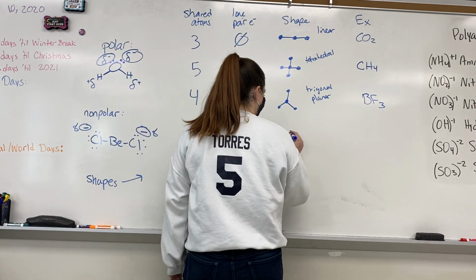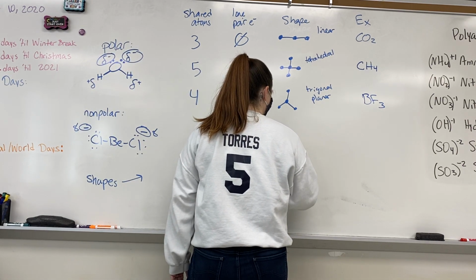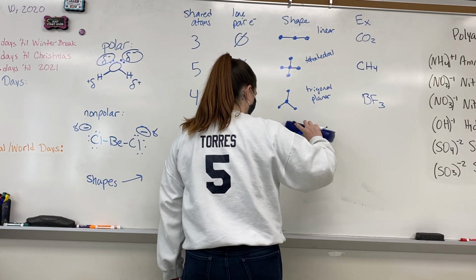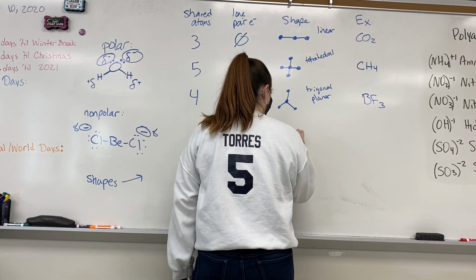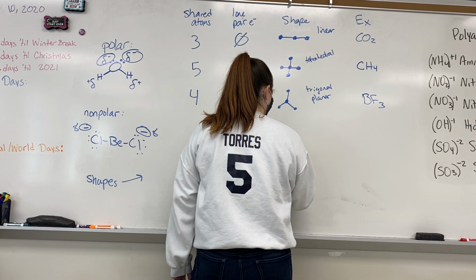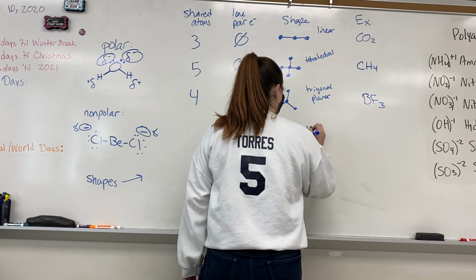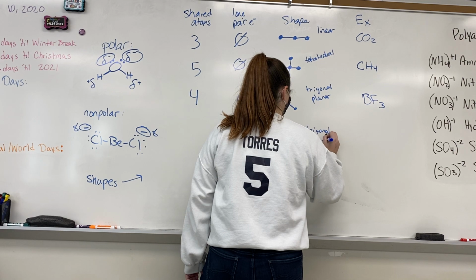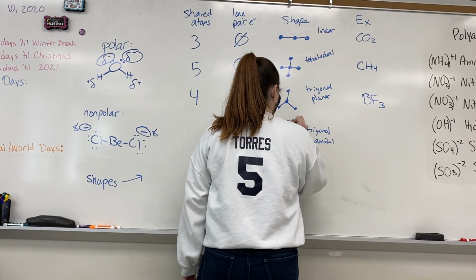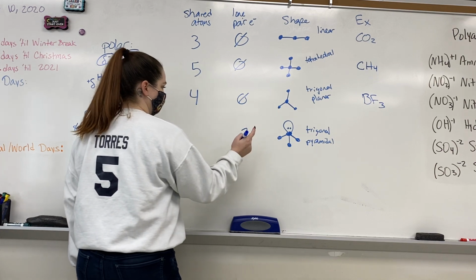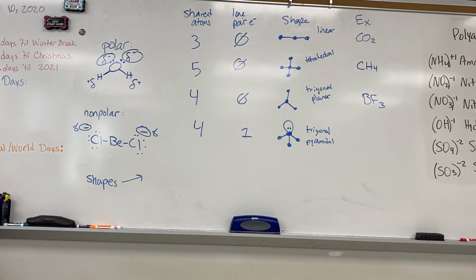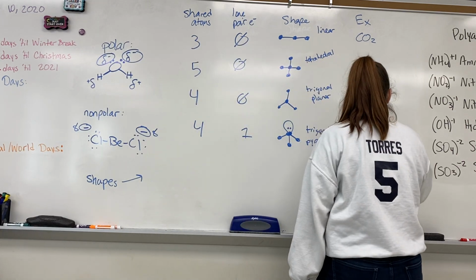And then trigonal pyramidal looks like this. It has 1 lone pair, and you have 1, 2, 3, 4. So trigonal pyramidal is NH3.